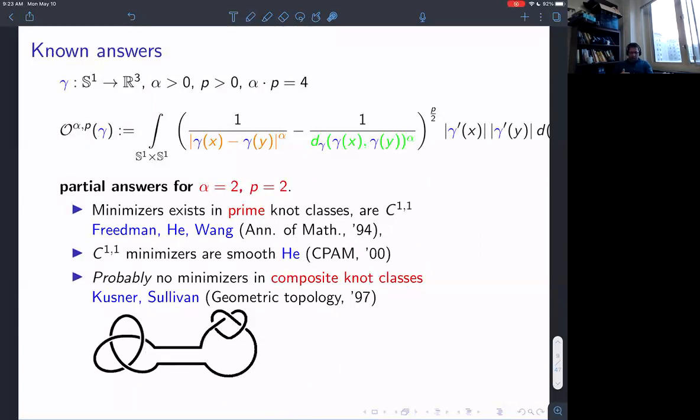And so what was shown in the 90s, let's say, were special situations when alpha equals 2 and p equals 2, where this thing is called the Moebius energy. The big paper in this area is the Freedman-He-Wang paper. They showed many things, but two things I want to mention here. One is you do have minimizers in so-called prime knot classes. Prime knot classes, in layman's terms, i.e. my terms, are like a knot with only one knot component. So this here is not a prime knot. This is a composite knot because it has two knotted components, this one and this one.